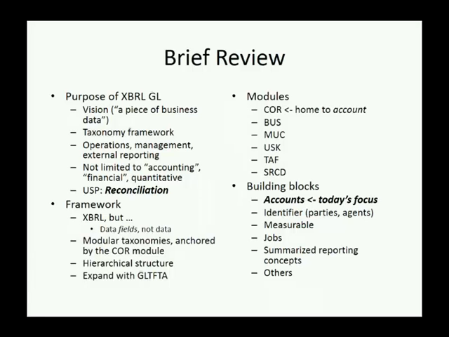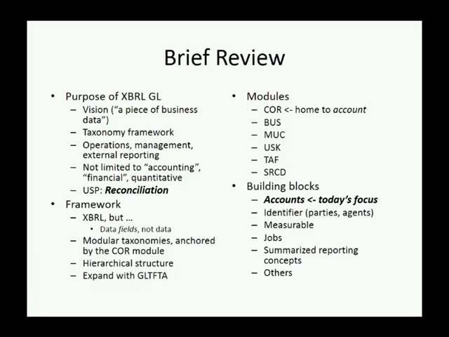XBRL GL is a framework built on XBRL, a little different than the design most people expect. It is about standardizing data fields and not data points. It is made up of a series of modular taxonomies anchored by the core module. It has a hierarchical structure that also makes up that framework. We're going to be looking at that hierarchical structure as we speak about our building block today. And it has been made to be expanded with the Global Ledger Taxonomy Framework technical architecture.